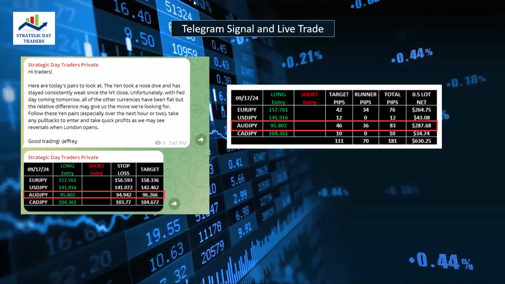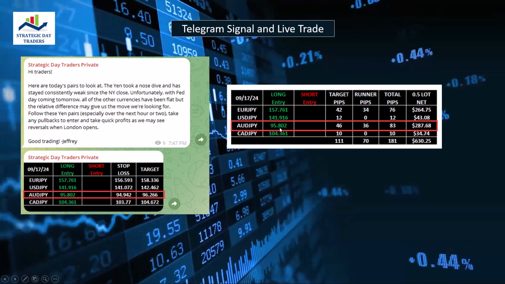Now here's what the Telegram signals look like. So for example, on this day, back on the 17th, there were 4 long trades that were posted. And if we look at this one in particular, the Aussie yen, you can see this was my post, and this is what my entry was the following day.